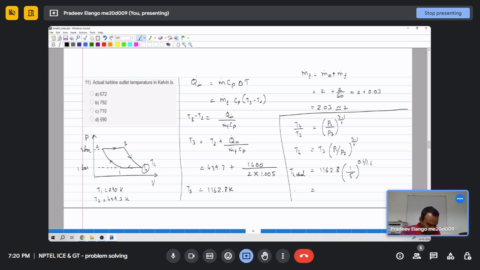Can you calculate T4 ideal? So 734.17. 734.1.